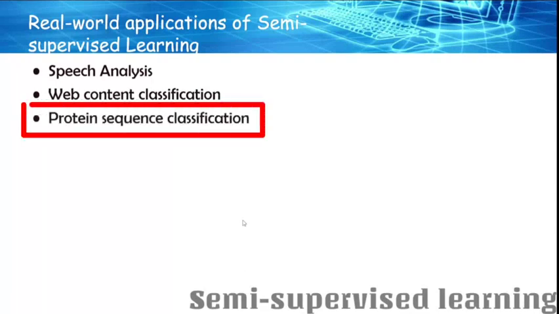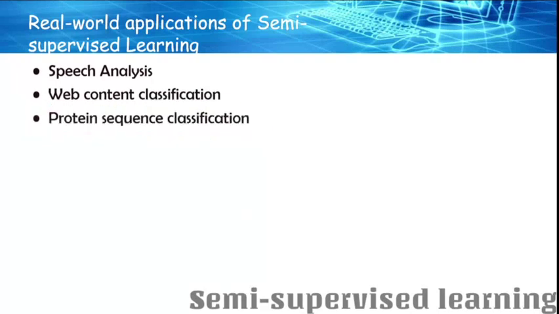Next we have protein sequence classification. Again, it comes to the biology sector. DNA strands are large, so they require a lot of human intervention. The rise of semi-supervised learning has become prominent in this field, and it has a huge impact. Human intervention, especially in the medical field, needs a lot of time and effort, so this is another place where semi-supervised learning is used.